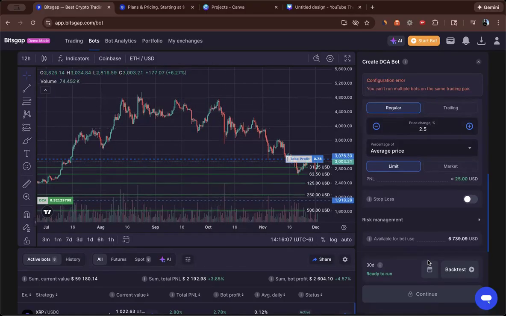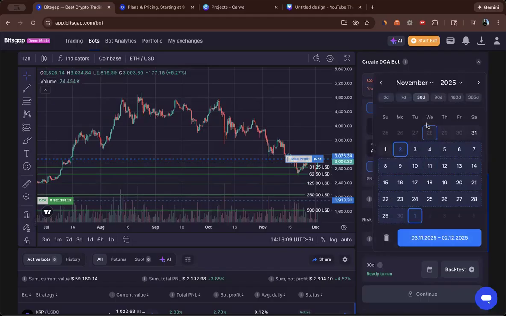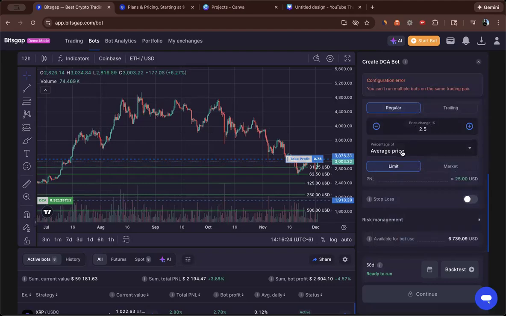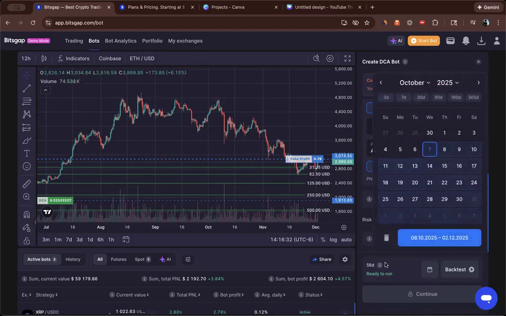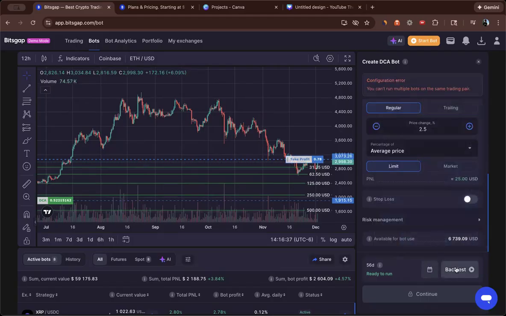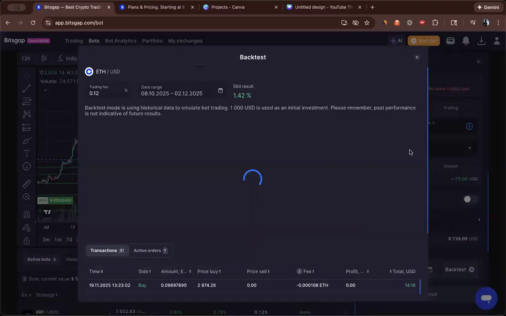So that was pretty consistent with our Bitcoin bot that we did yesterday, even though we had the infamous greatest liquidation in crypto history on October 10th. So October 7th, 56 days, just like yesterday for the Bitcoin bot. Let's do a back test on these parameters and see what we get.